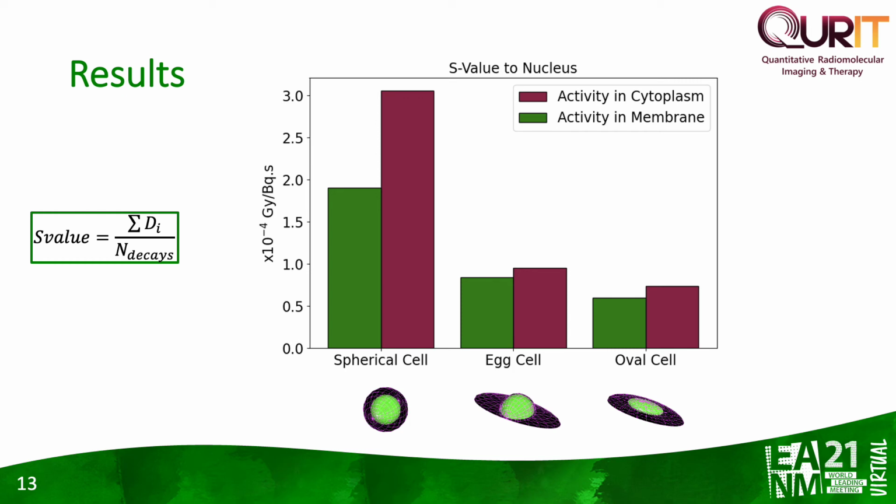And this is sort of what we expected, because the spherical nucleus is surrounded evenly on all sides by the cytoplasm and membrane, whereas in the 2 elongated models, the cytoplasm and membrane are somewhat farther away from the nucleus, so this makes sense. We notice a slight difference between the nucleus doses within the elongated models, but the difference is not that large. And finally, we notice that the difference between the S values from activity in the cytoplasm and activity in the membrane is much larger within the spherical cell nucleus as opposed to the 2 elongated models.